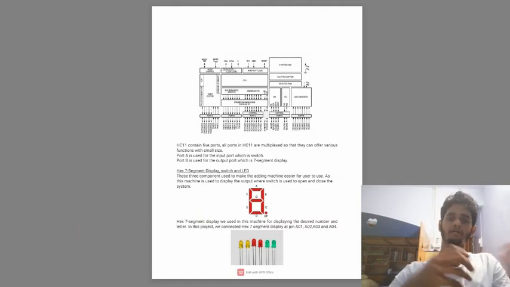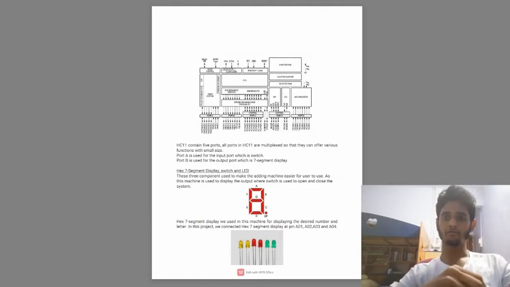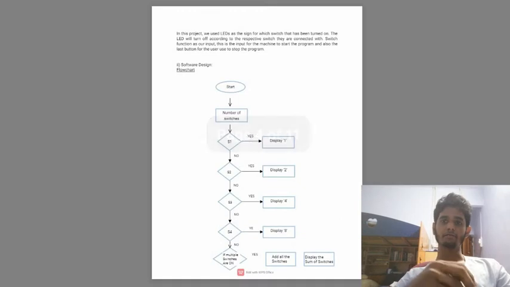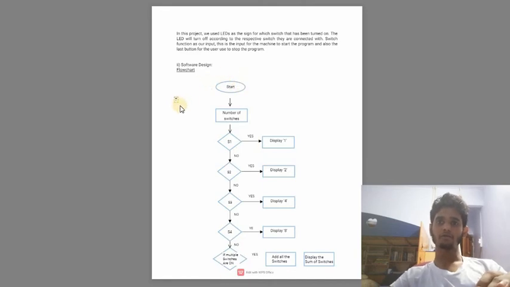The next is our flowchart. This flowchart will show you how this adding machine works. As displayed in this report, you can see the start. From start, we have the number of switches. Then if switch 1 turns on, it displays 1. But if not, it goes to switch 2. If switch 2 is turned on, it displays 2.